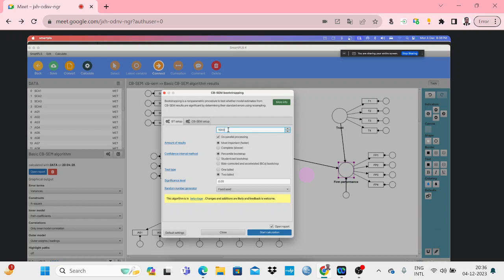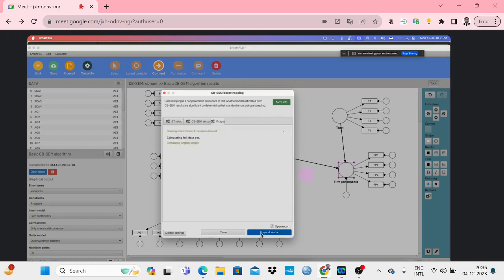So I'll just set it to 1000 and click do parallel processing because it will make this faster. And don't try to do this on a laptop which is not getting cooled properly, because this bootstrapping process will heat up the computer very fast. So just click start calculate. It will take a little bit of time, as you can see. It will take around a minute to run these 1000 samples.